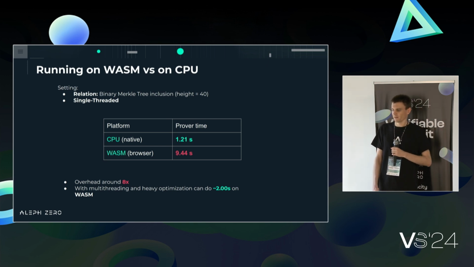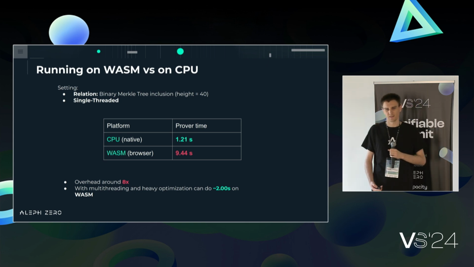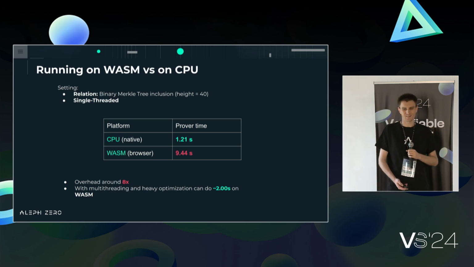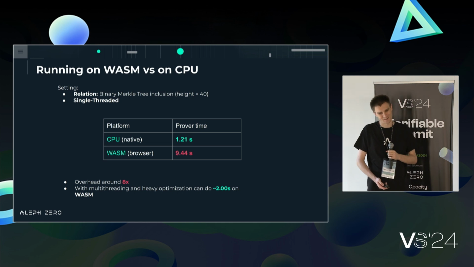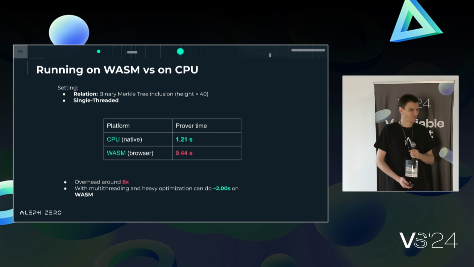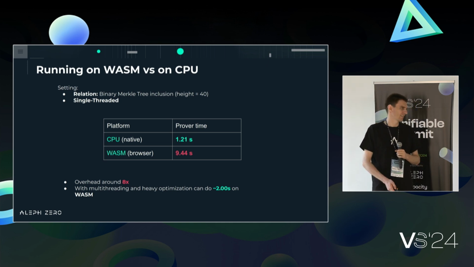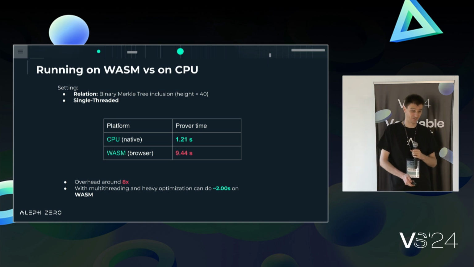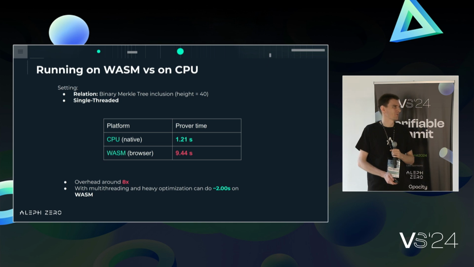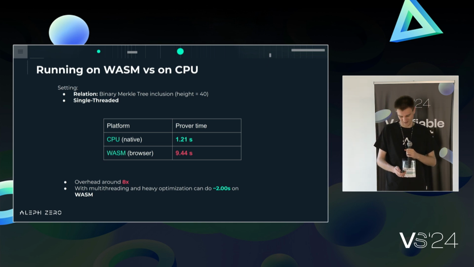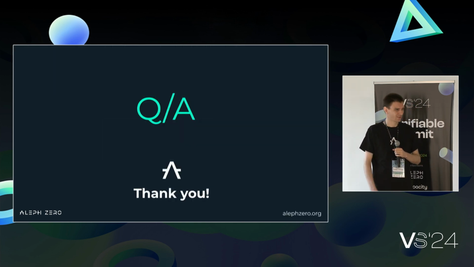But, whereas 1 second or 2 seconds on the user side is probably acceptable, having 10 seconds or 20 seconds is not ideal. So really, these constant optimizations are really important in client proving. And this is often what we need to rely on. So that's the state. Thank you.